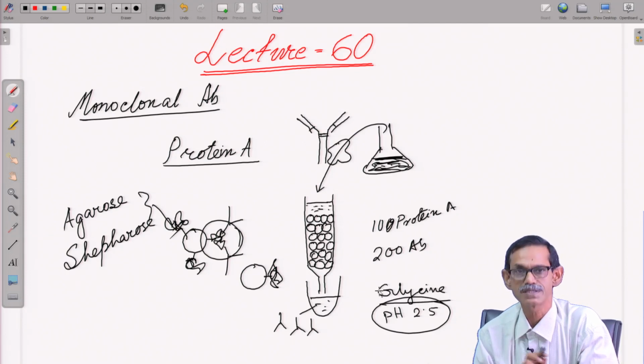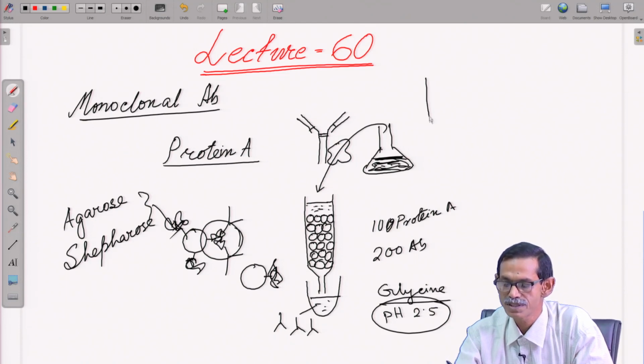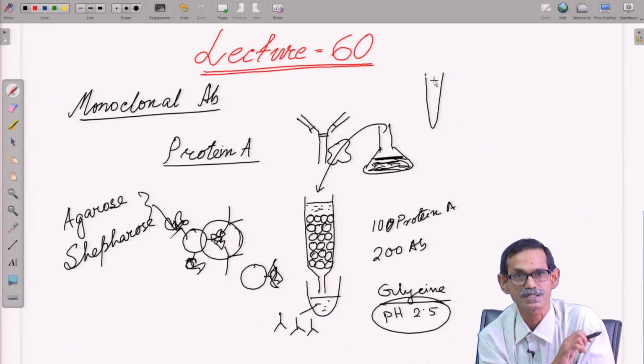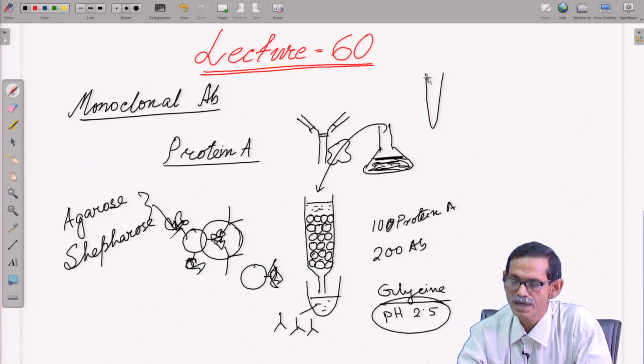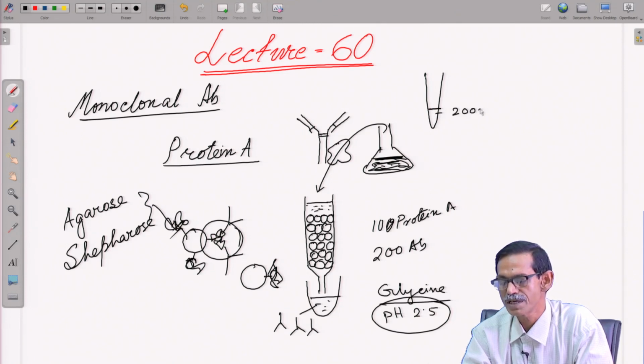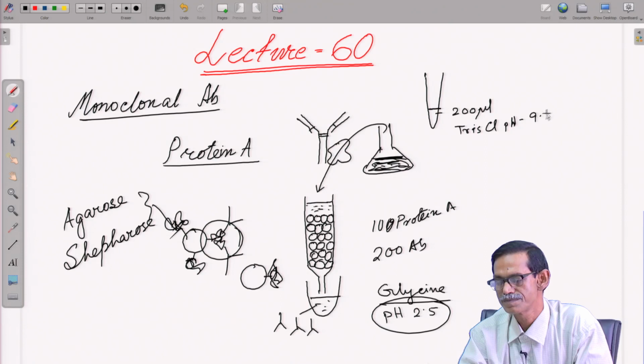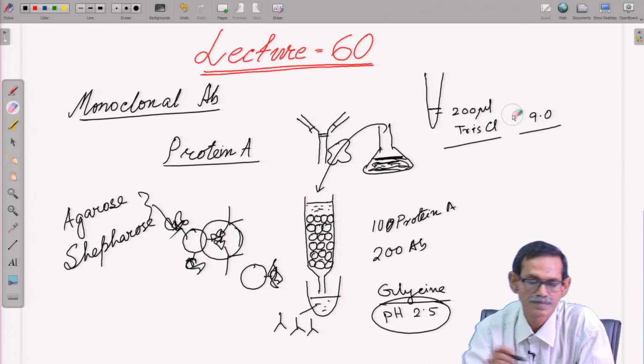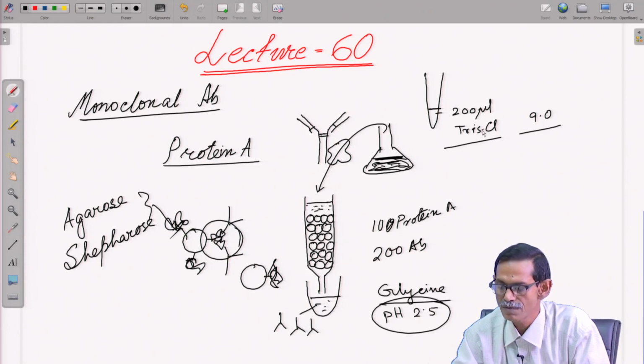So, what normally we do is, suppose this is the tube. I am telling you very laboratory scale, not the industry scale. Industry scale is completely different. In laboratory scale, in this tube we normally take 200 microliter Tris-HCl buffer pH 9.